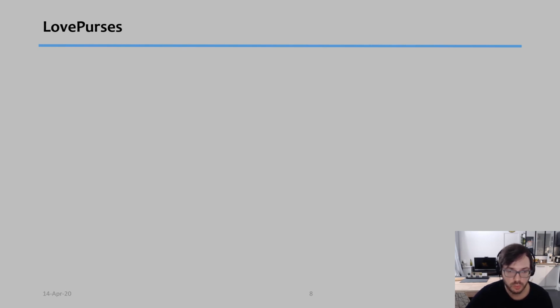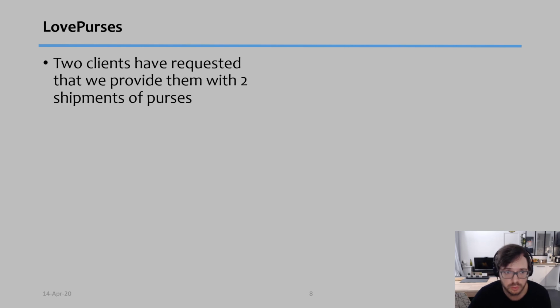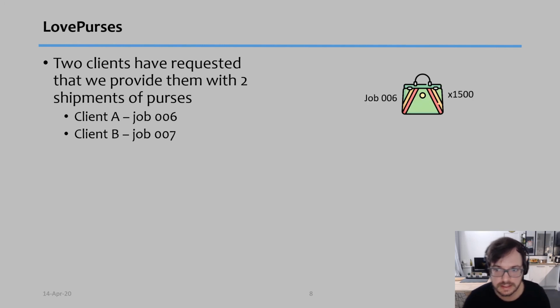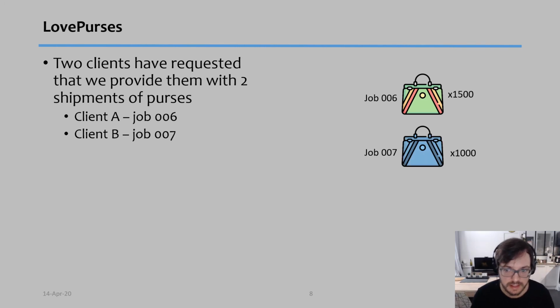During these videos, we're going to be using the example of the company Love Purses, and I'm going to work out the process of calculating all the things I was mentioning before by using two different jobs that Love Purses has received. So two clients have requested that we provide them with two shipments of purses. Client A requested a job, and we're going to call it job 006. Client B requested another job, which is job 007. Job 6 consists of 1,500 green purses, while job 7 consists of 1,000 blue purses.